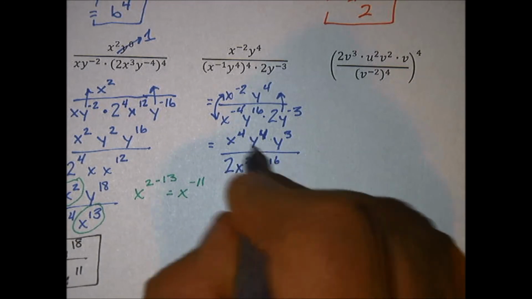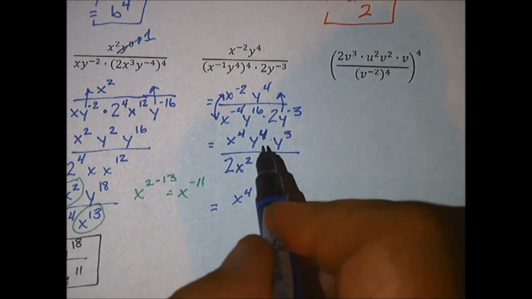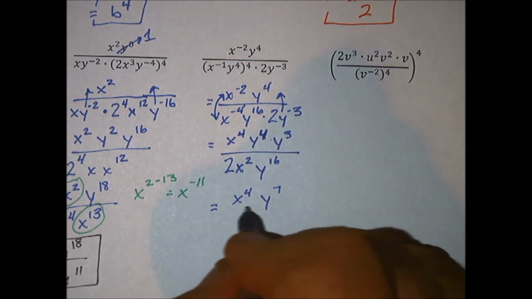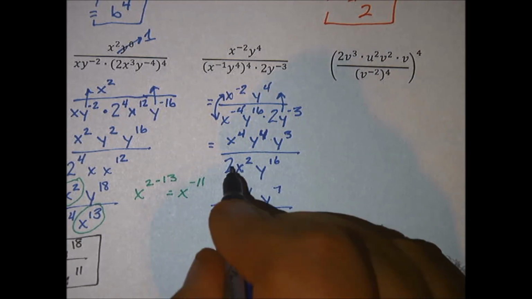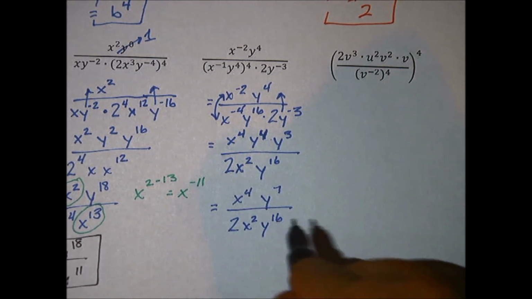Now let's go ahead and use product property here. So I'm going to leave my x to the 4th for now. I have y to the 4th and y to the 3rd, which means y to the 7th, all over, and the bottom looks good. 2x squared, y to the 16th.